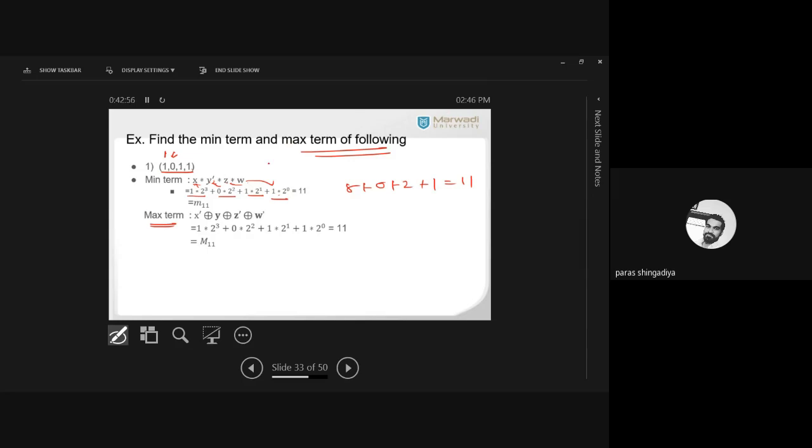ठीक है, यहाँ पे एक्सप्रेशन x y डैश z w, तो यहाँ पे होगा x डैश रिंग सम y रिंग सम z डैश रिंग सम w. ठीक है, यहाँ पे y डैश कॉम्प्लीमेंट था तो यहाँ पे y नॉर्मल होगा. ठीक है, यहाँ पे x y z नॉर्मल थे तो यहाँ पे वो कॉम्प्लीमेंट होगा. ठीक है, and you will get the same answer 1 into 2 raised to 3 plus 0 into 2 raised to 0, 1 into 2 raised to 1, 1 into 2 raised to 0, that is 11, and that is called capital M11.